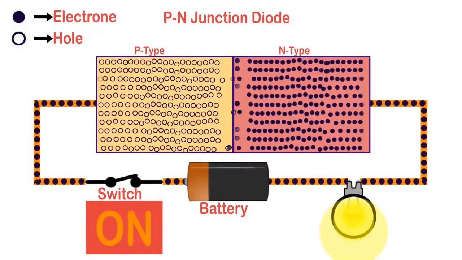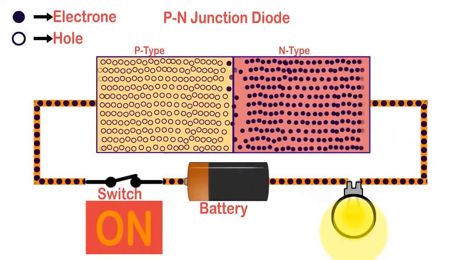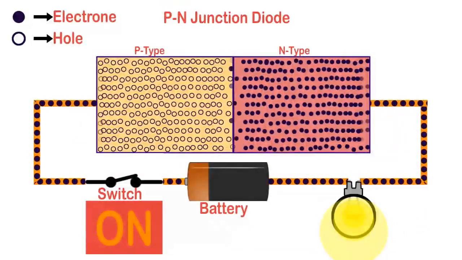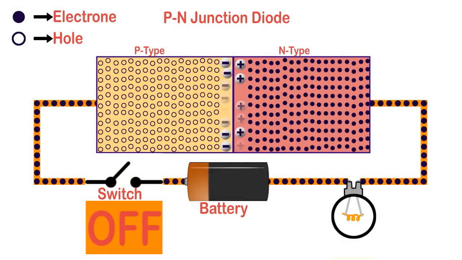We hope now you have a little bit of an idea about how a diode works in forward biased condition. In our next video, we will discuss the working of a diode in reverse biased condition. Thank you.